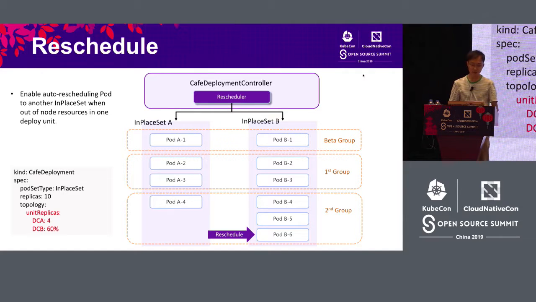If the customer wants to have 4 pods in one data center and all the others deployed in the other in-place set, then you can have this specified. For example, DCA 4 pods and DCB 60% of the pods.